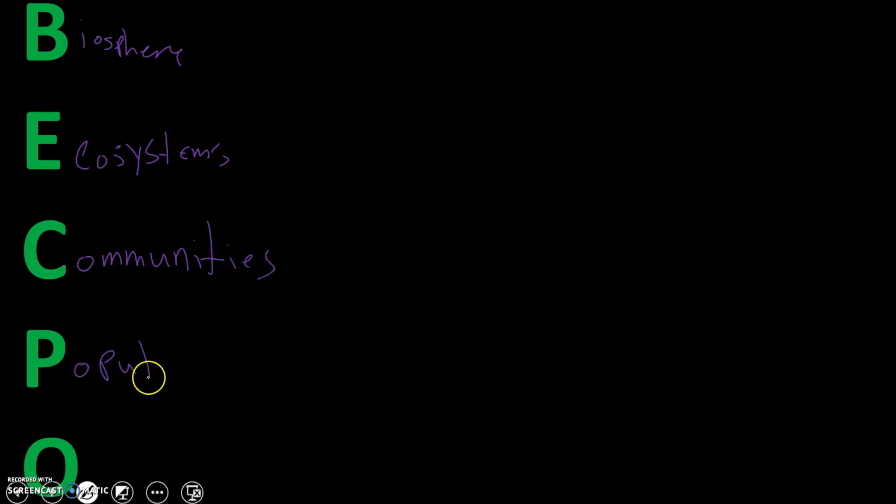So an easy way to remember the different levels of organization in ecology is a simple word. It's BECPO. And if you can remember BECPO, it'll help you remember the different levels. So B would be the biosphere. E would be ecosystems. C would be communities. P, populations. And O would be the organism. There you go.